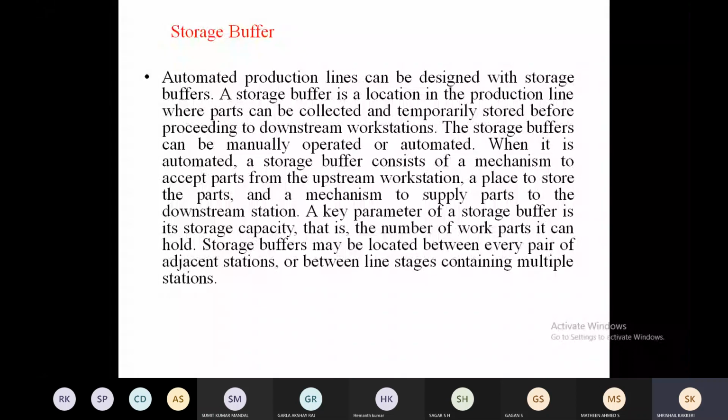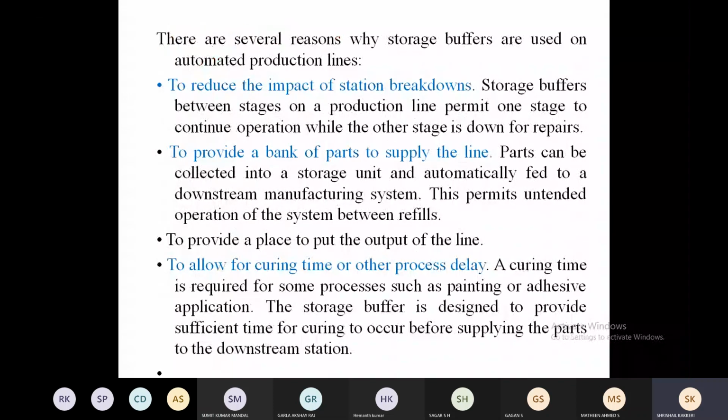And why are we going to have the storage buffer? The basic reasons are, first, to reduce the impact of workstation breakdown. As I just told, if there is a breakdown in the workstations, what happens? The next machine will suffer due to the lack of materials. At that time the storage buffer will provide automatically. The next one is to provide a bank of parts to supply the line.